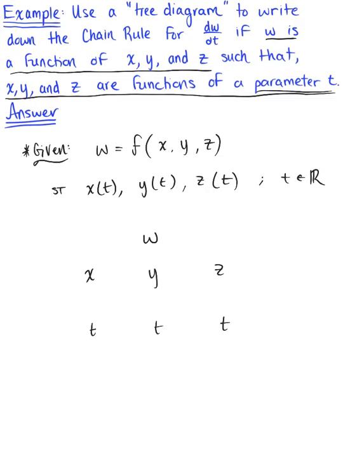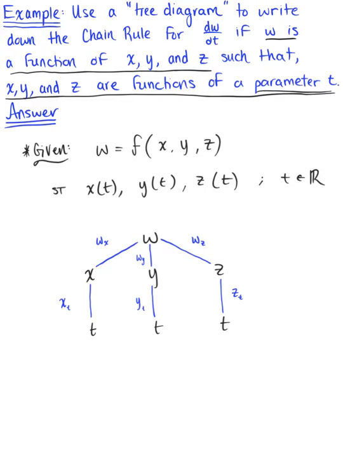So starting from w, the line connecting w to x is the partial derivative of w with respect to x. The line connecting x to t is the derivative of x with respect to t. The line connecting w to y is the partial derivative of w with respect to y, and the line connecting y to t is the derivative of y with respect to t. And last but not least, the line connecting w to z is the partial derivative of w with respect to z, and the line connecting z to t is the derivative of z with respect to the parameter t.